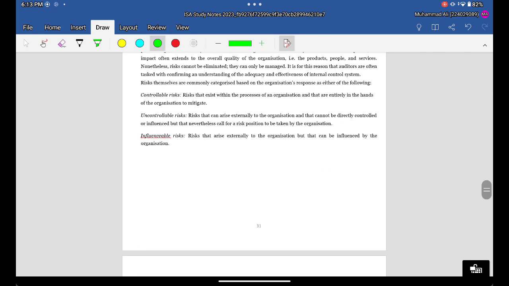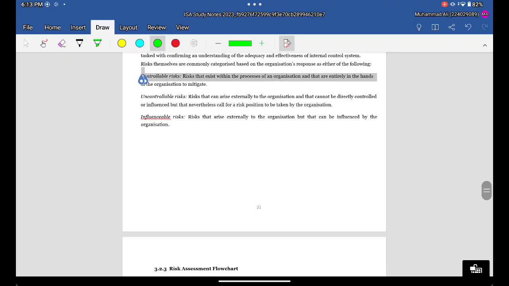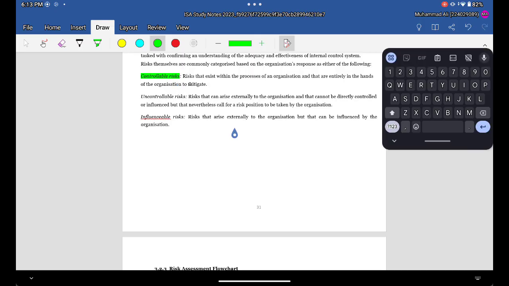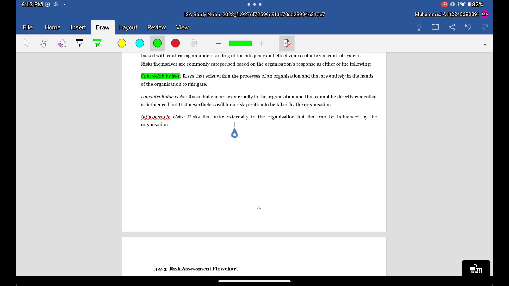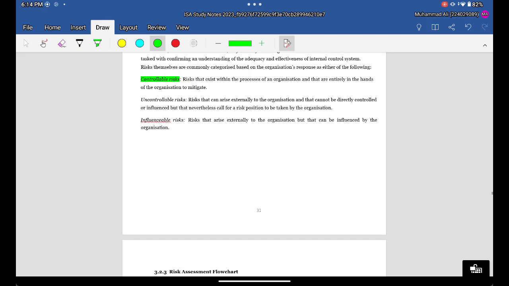Effects of risk. Risks can either be controllable risks. Controllable risks are risks that you can control, right? You can mitigate these risks, reduce the risk. Uncontrollable risks are external to the business, you can't control them. Influential risks are external, but you can control them, right?